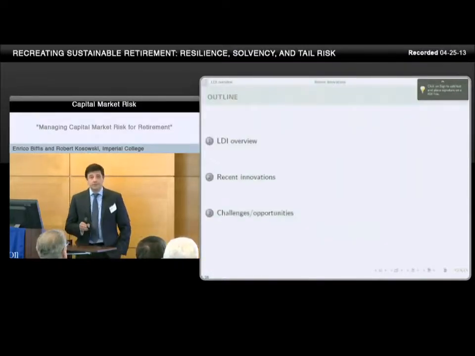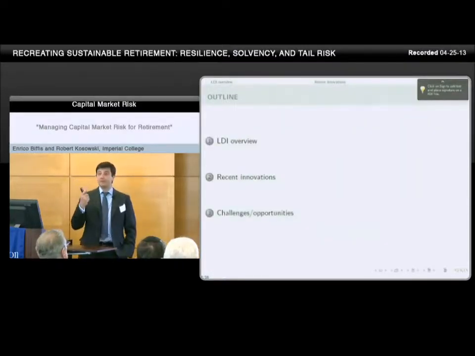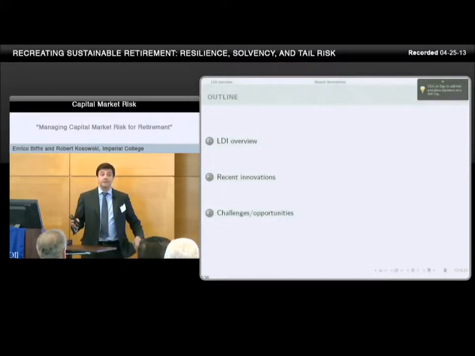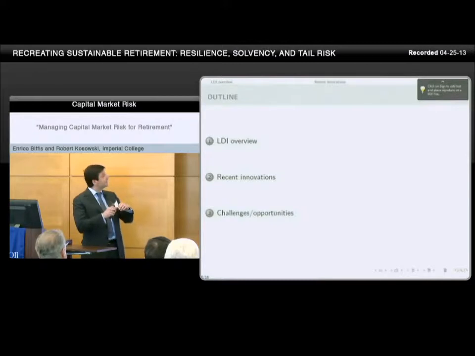As you're going to see, I'm going to take the opportunity, since I'm the first one, to give an overview about liability-driven investment, and hence you're going to see a little bit of market risk, but blended together with the other types of risks. Then the idea is to give you a flavor of some risk innovations, and then conclude with some challenges and opportunities ahead, within the limits of my 12 minutes.